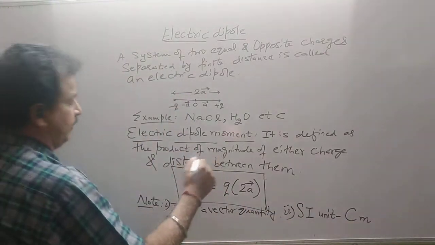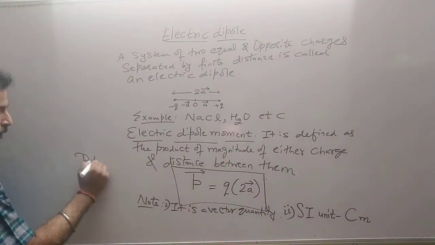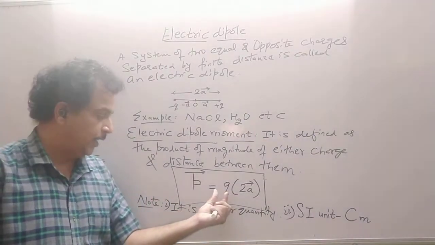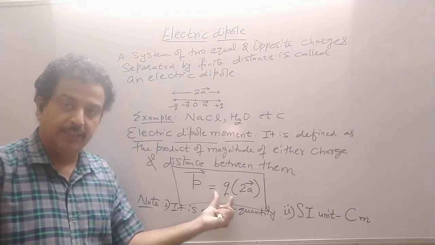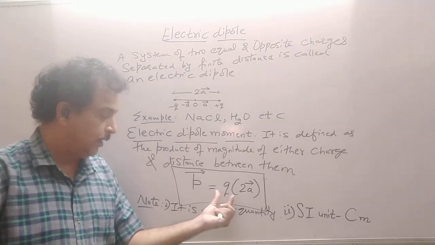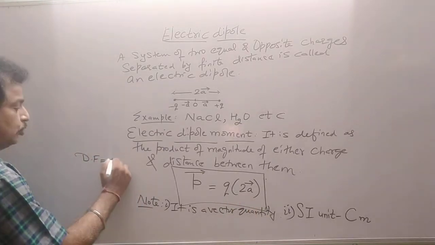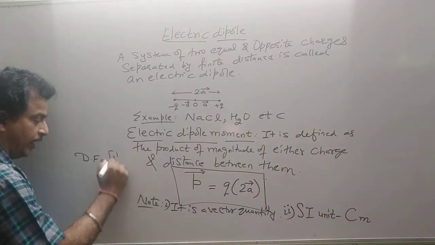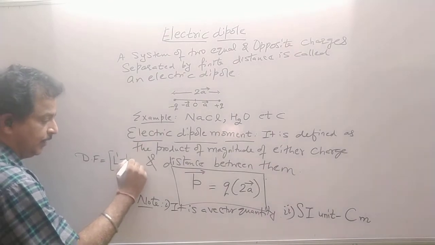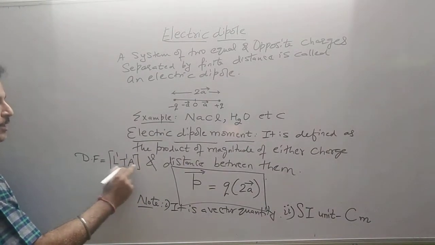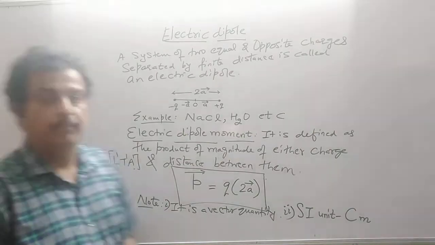And we write the dimensional formula for this dipole moment. For the dimensional formula, charge is equal to current into time, so A1 T1, and the distance is L1. So the dimensional formula is L1 T1 A1. That is coulomb, T1 A1, multiplied by meter.